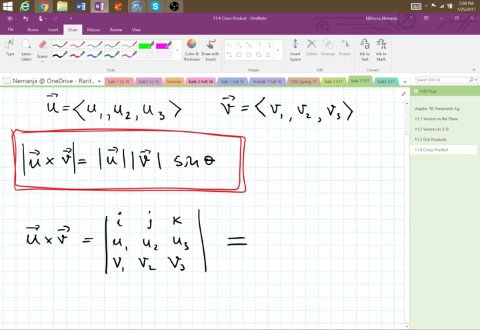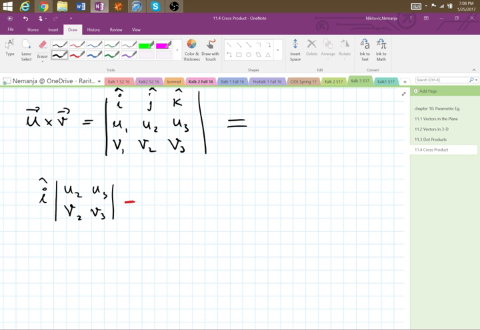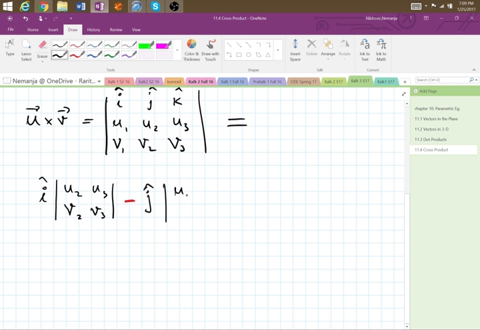So what is this equal to? You start with i, and then you will have the determinant of u2, u3, v2, v3. I should put hats on all of these i, j, ks. All right, here's the great killer. There is a minus here, and then it goes j for u1, u3, v1, v3. I'll show patterns once I write everything out. And then k hat times the determinant of u1, u2, v1, v2.